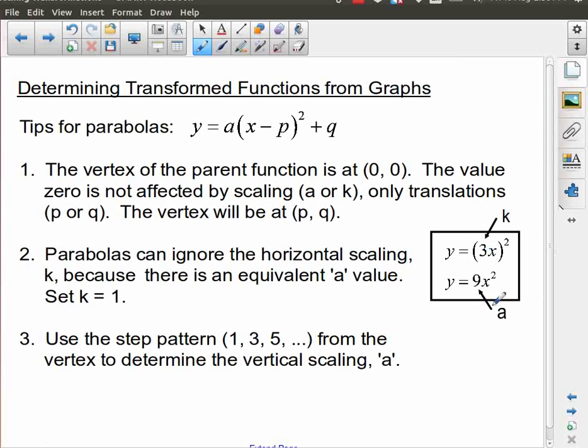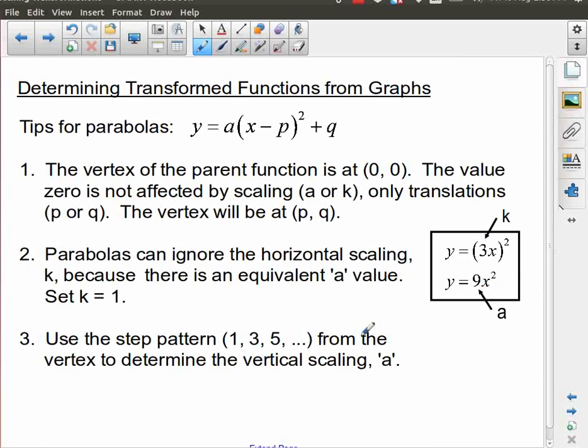So a k and an a value can be made into equivalent numbers. They're obviously not the same number, 3 and 9, but with some algebraic manipulation, I can come up with equivalent expressions for them. So in general, with quadratics, we only work with a. There may be times where you do work with k. It depends on whether or not you've got perfect squares or square roots, that sort of thing. But in general, you want to work with a, p, and q. We generally ignore that horizontal scaling. And also, because parabolas are symmetric about their axis of symmetry, that's another good reason to just set k equal to 1 and only work with my a value.